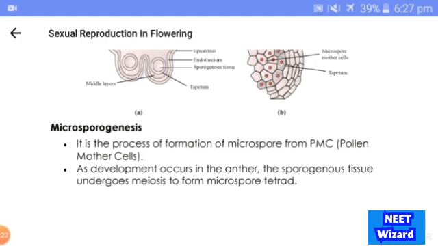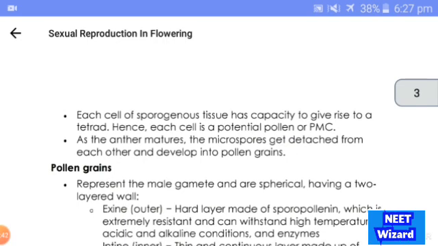Now, microsporogenesis. It is the process of formation of microspores from the PMC, the pollen mother cells. As development occurs in the anther, the sporogenous tissue undergoes meiosis to form microspore tetrads. Each cell of the sporogenous tissue has the capacity to give rise to a tetrad. Hence, each cell is a potential pollen mother cell, or PMC.